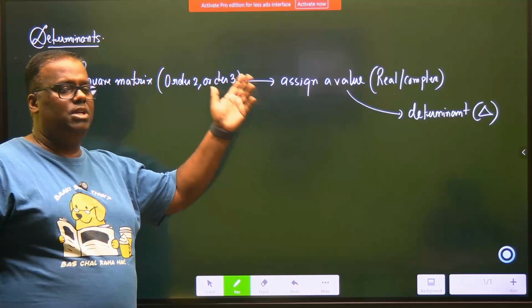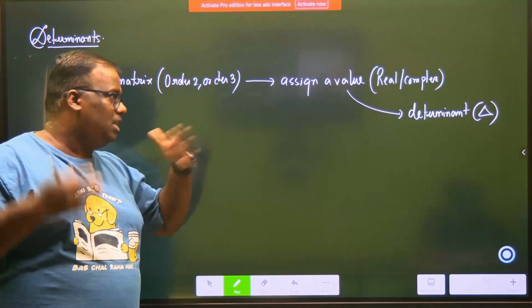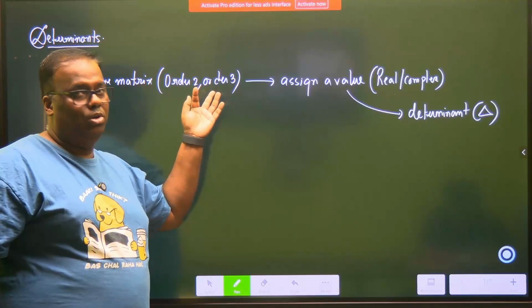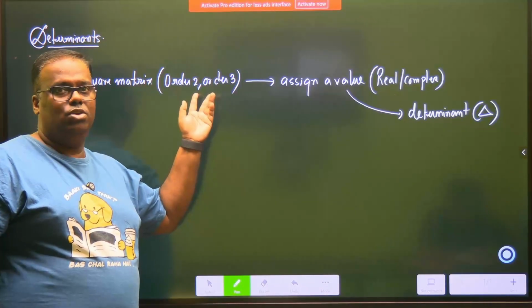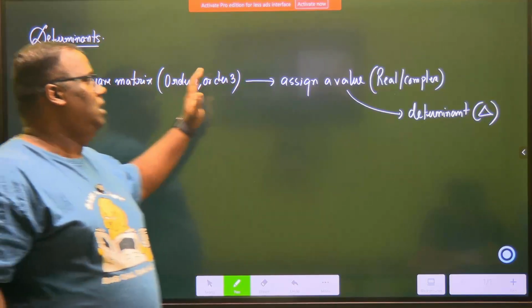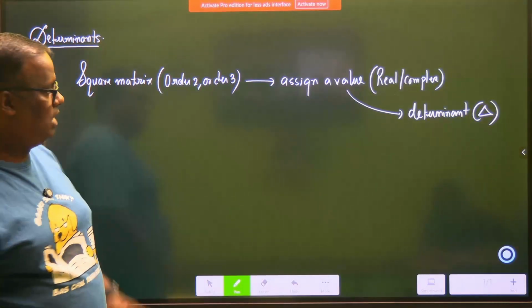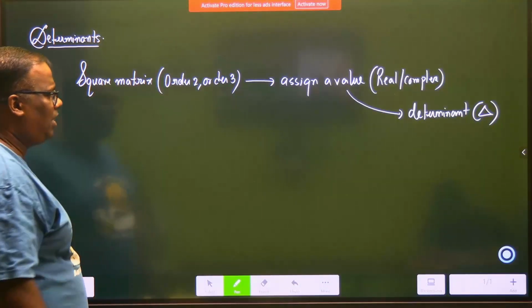The matrix can be of order 1, order 2, order 3. In our syllabus, we will be dealing more with order 2 and order 3. That's why I have written that. It is not that it cannot be of order 1, because with order 1 you hardly have any calculation. You can assign a value to it, and that is known as the determinant of it. Let's see it a little bit more in practice.